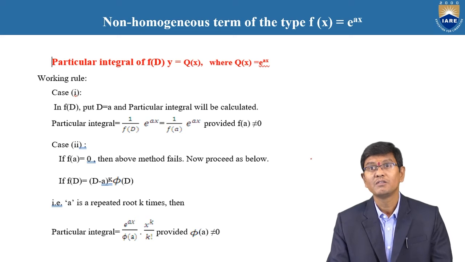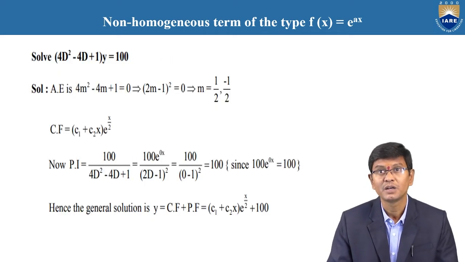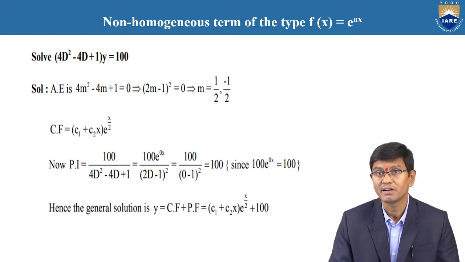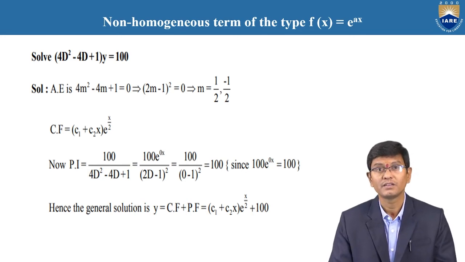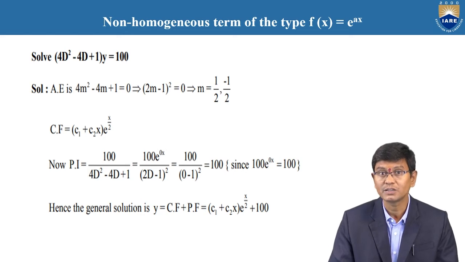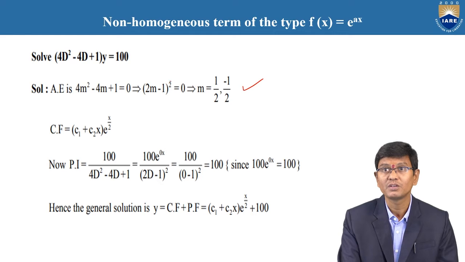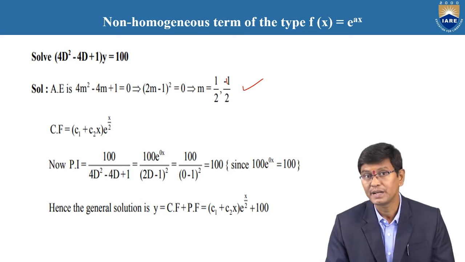Now we'll discuss the next problem. This is the continuation of the basic methods. Solve 4D square minus 4D plus 1 into y is equal to 100. The auxiliary equation for the complementary function is 4m square minus 4m plus 1 is equal to 0, that is 2m minus 1 whole square is equal to 0. Therefore, the solutions are m is equal to 1 by 2, 1 by 2, so 1 by 2 is repeated.